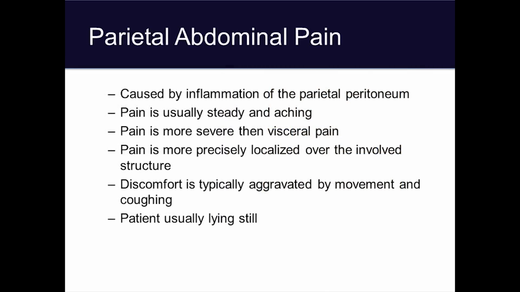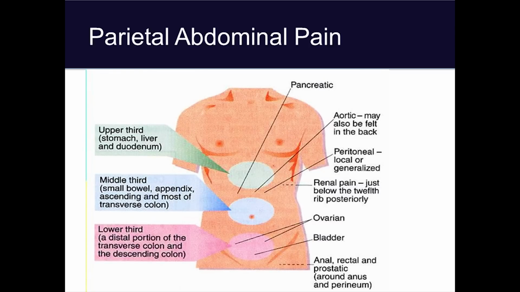Parietal abdominal pain is caused by inflammation of the parietal peritoneum. Pain's usually steady and aching. It tends to be more severe than visceral pain, and it's precisely localized over the involved structure. Discomfort is typically aggravated by movement and coughing, and patients typically have rebound tenderness. The patient is usually lying very still because they don't want to move at all. Parietal pain, these are just different examples to illustrate what I just discussed.